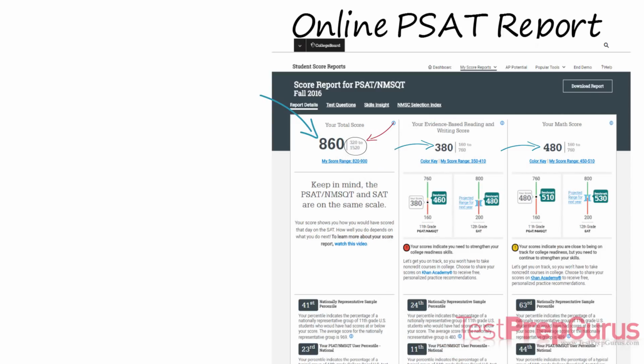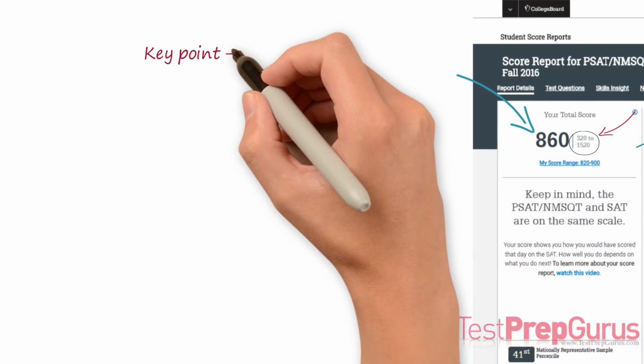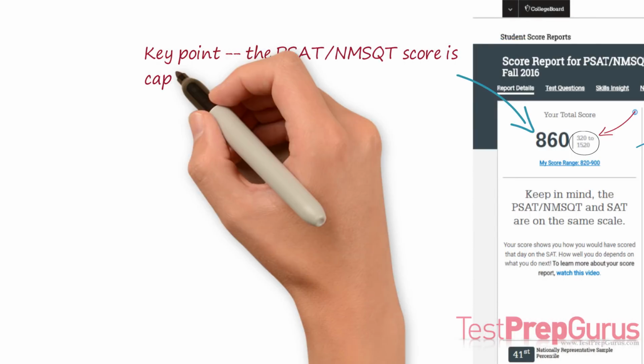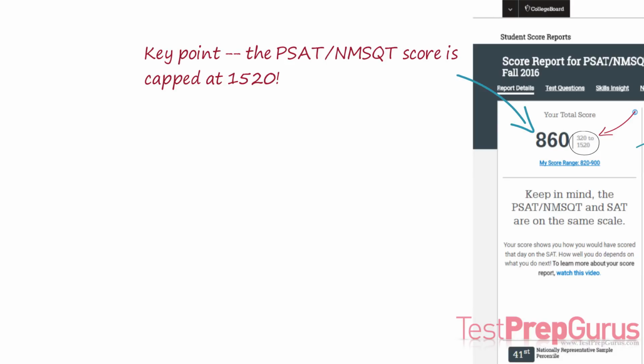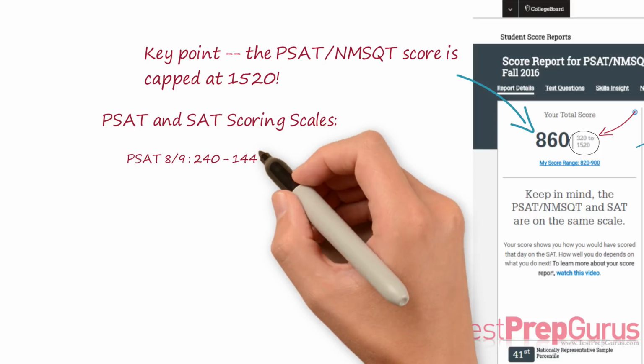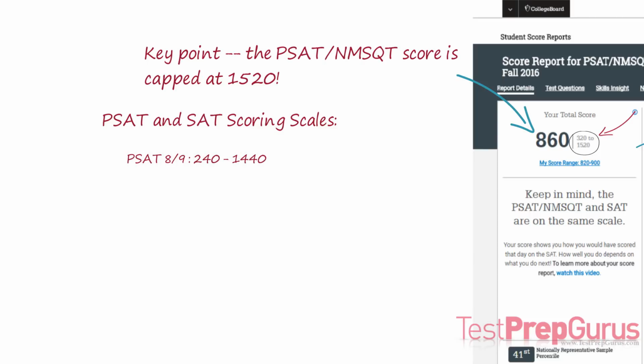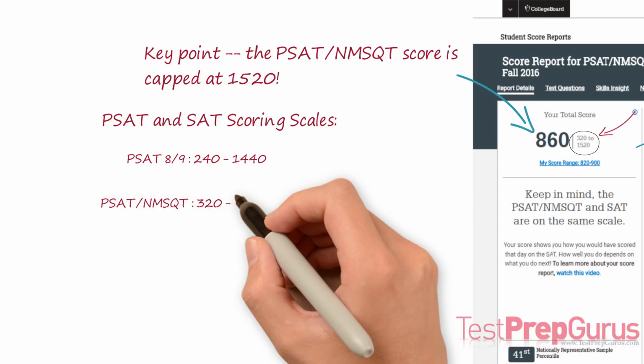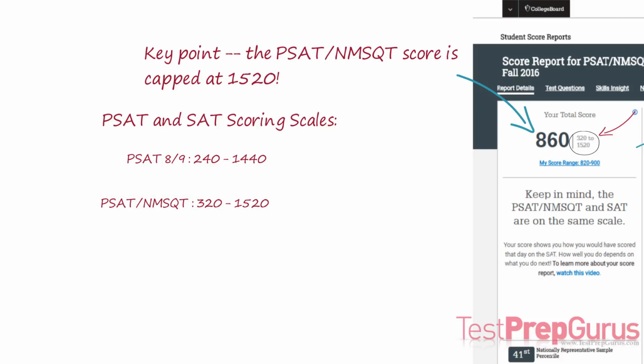Notice that the fine print says 320 to 1520. The PSAT is not scored on the familiar 1600 point scale of the SAT. Let's take a quick moment to review the PSAT and SAT scoring scales. The PSAT 8-9, which is a test for 8th and 9th graders only, is actually capped at 1440. The PSAT NMSQT, the report we are currently looking at, is capped at 1520.